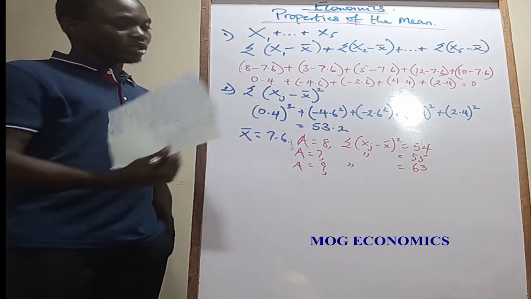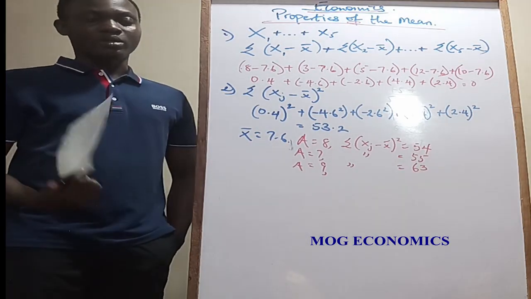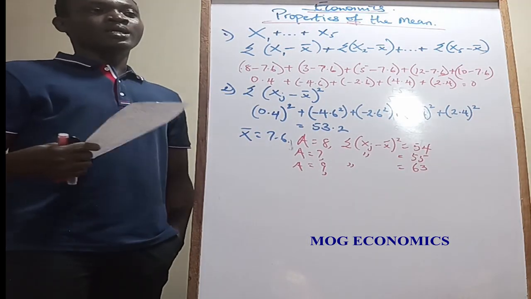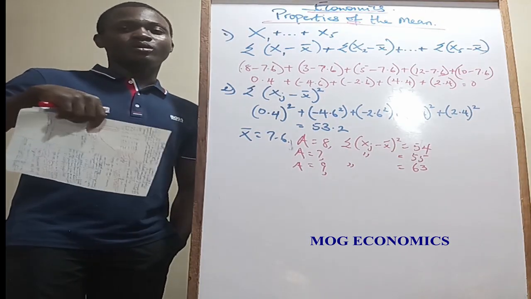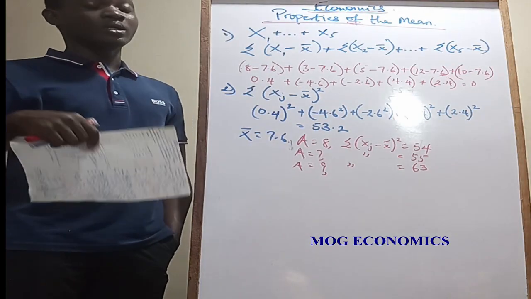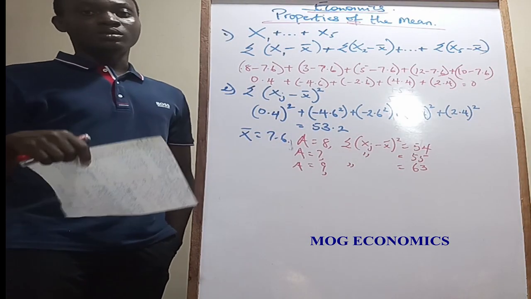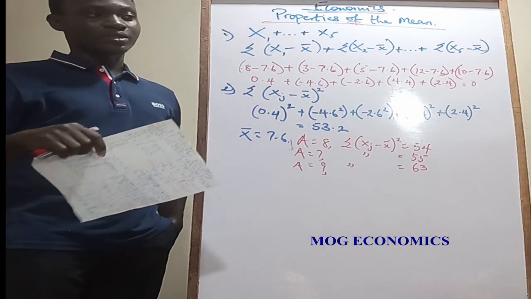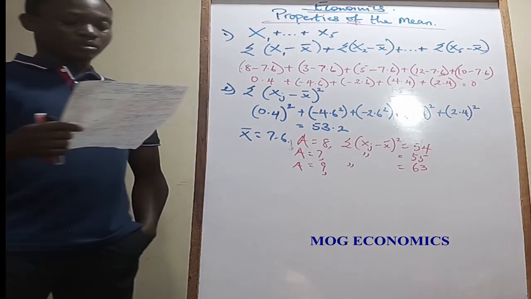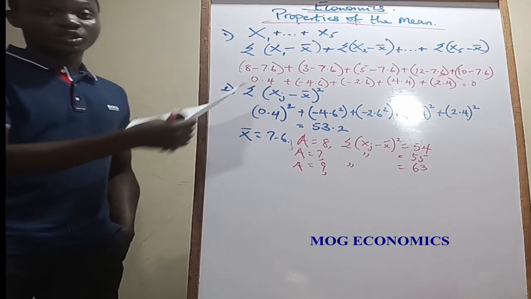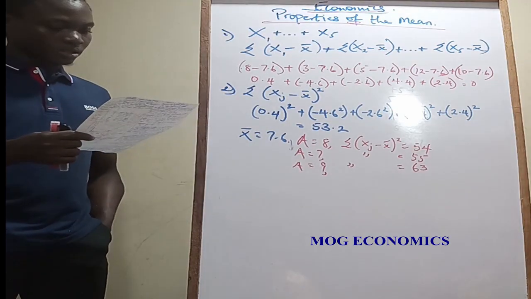So when it comes to things like this, just know that if you want to minimize your sum of squares, you need to use the mean of that data set. Any other number will give you a higher value than what the mean would have given you as far as your sum of squares of the deviation is concerned.